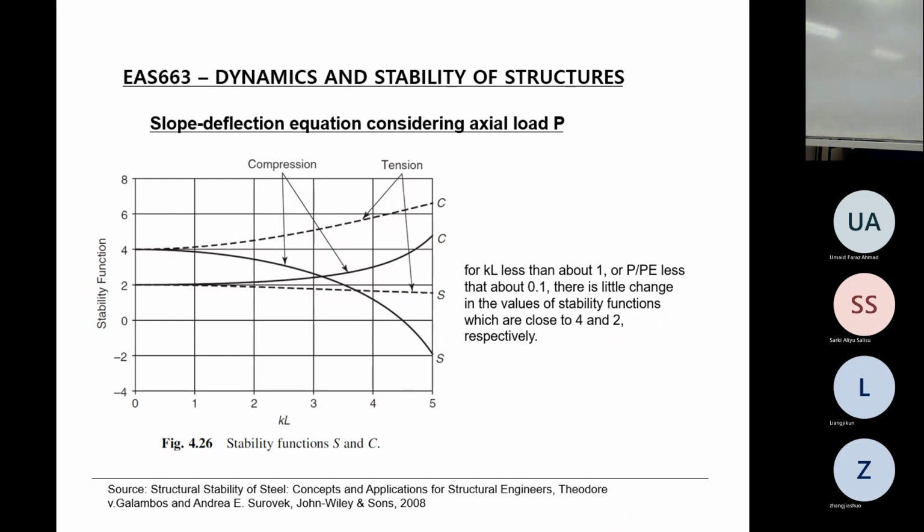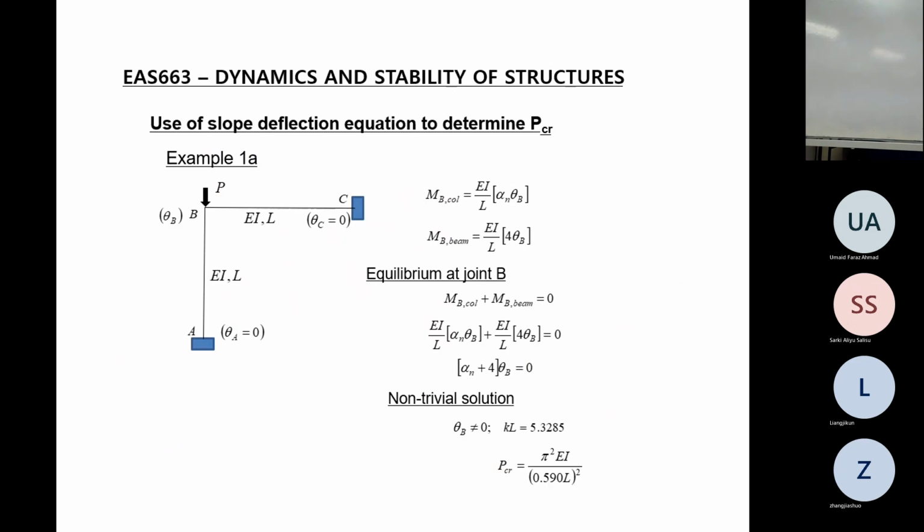So this is what I have covered last week. I give you a brief recap first. Now, I will go to this shortly, after I go through with you where the equation actually comes from. This is the application of slope deflection equations to determine P critical of a column, and we will come back to this shortly.